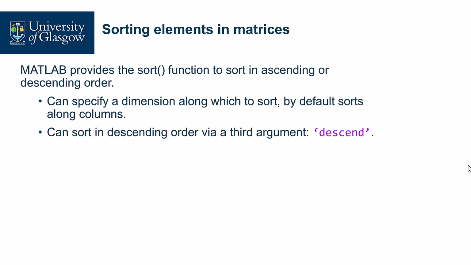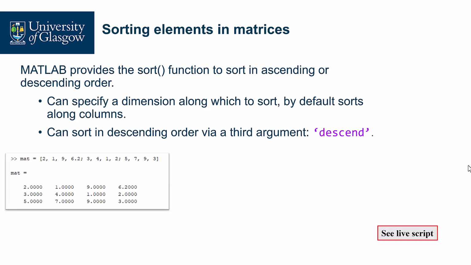The next function that is very useful is the sort function. We can sort elements in the matrix in ascending or descending order. By default, it's ascending order. We can also specify a dimension, along row or along column, to sort. If we don't write anything, by default, it's sorted by columns. And we can also use descend to make it sort in descending order. Okay, then we see some examples.